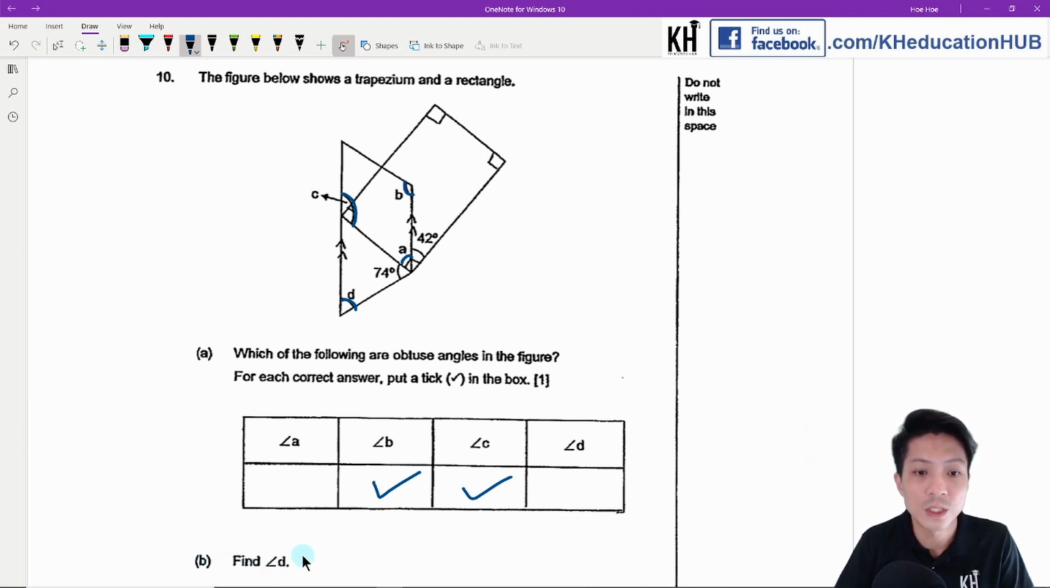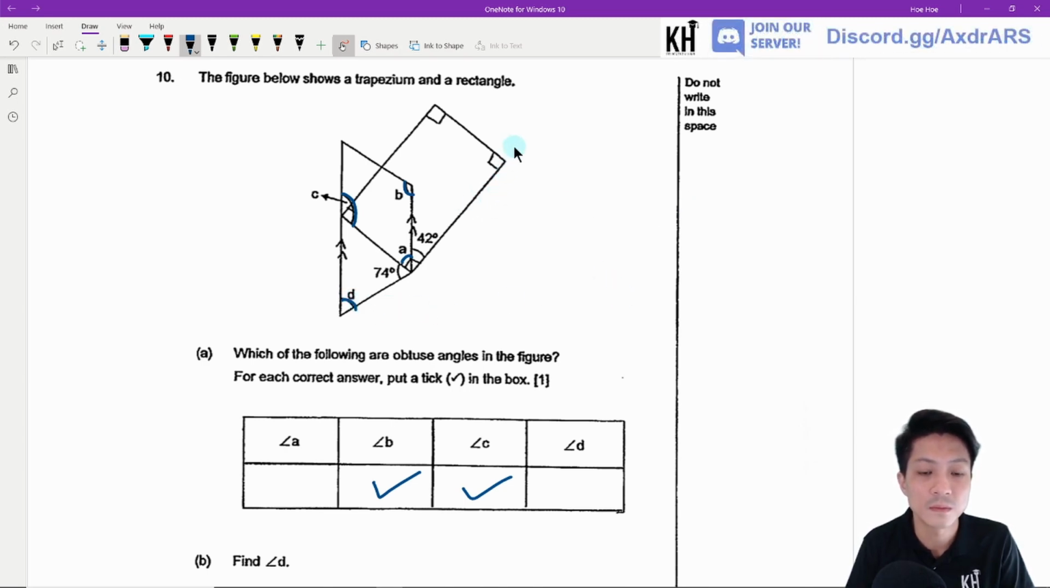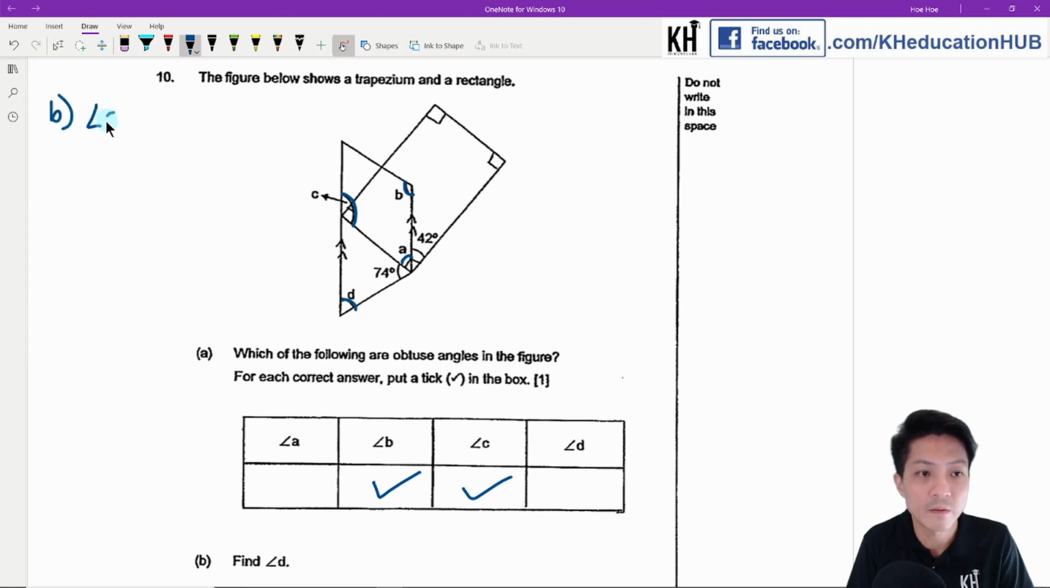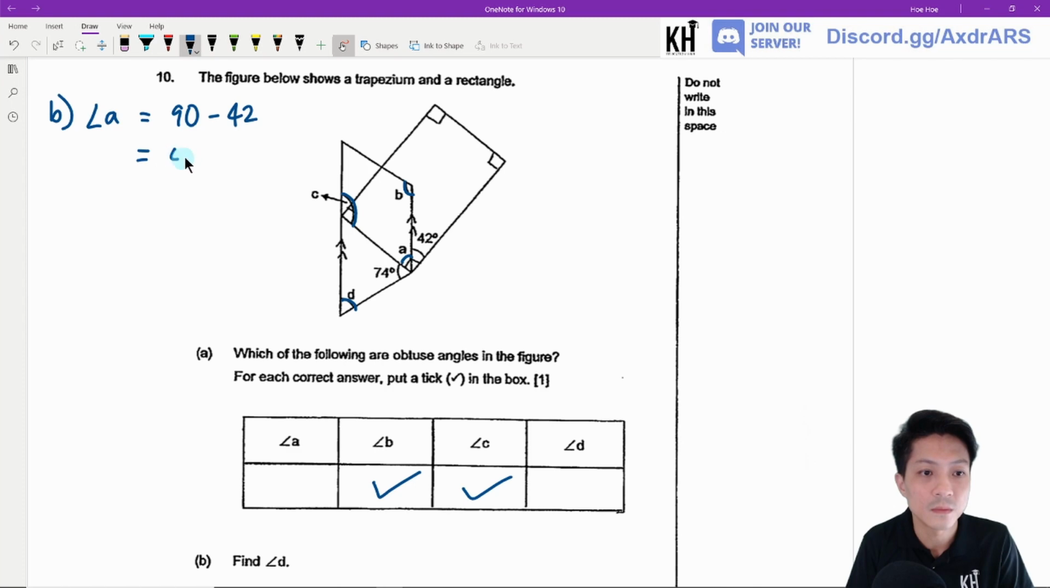Okay, so there's a part B which is asking me to find angle D. For part B, first I can find what is angle A. Angle A is 90 minus 42, which is 48. Okay, and then to find angle D, I just need to use 180 minus 74 minus 48.